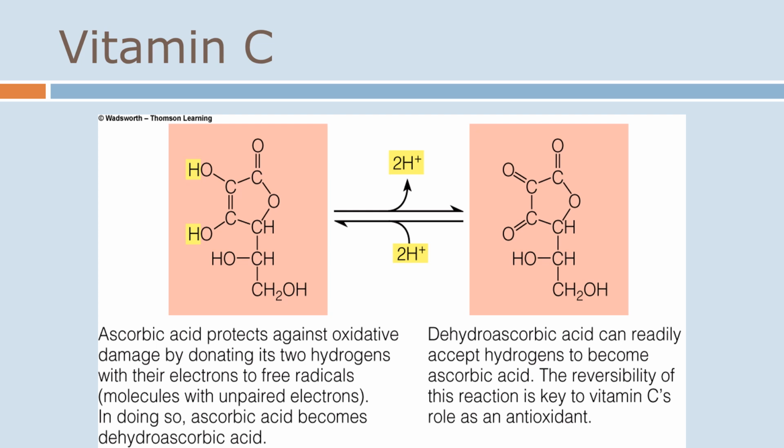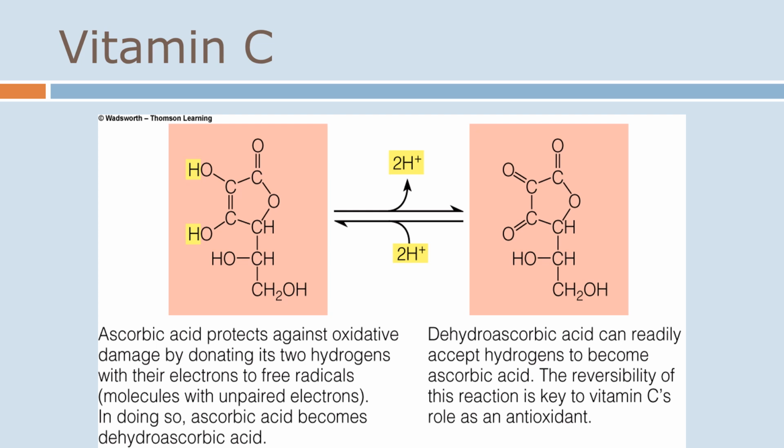As you can see, the vitamin C, the ascorbic acid, it protects against oxidative damage by donating its hydrogen with their electron to free radicals. In doing so, ascorbic acid becomes dehydroascorbic acid. So this dehydroascorbic acid can readily accept hydrogen to become ascorbic acid. The reversibility of this reaction is key to vitamin C role as an antioxidant. Again, this is from Wordsworth Thomson Learning. I duly acknowledge the Wordsworth Thomson Learning site for this diagram.